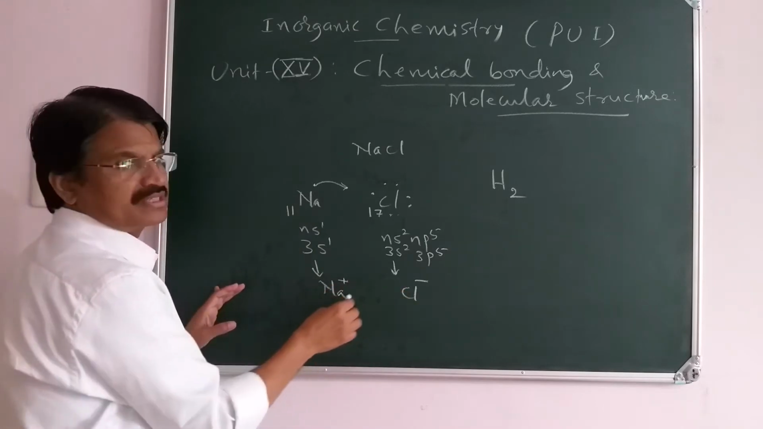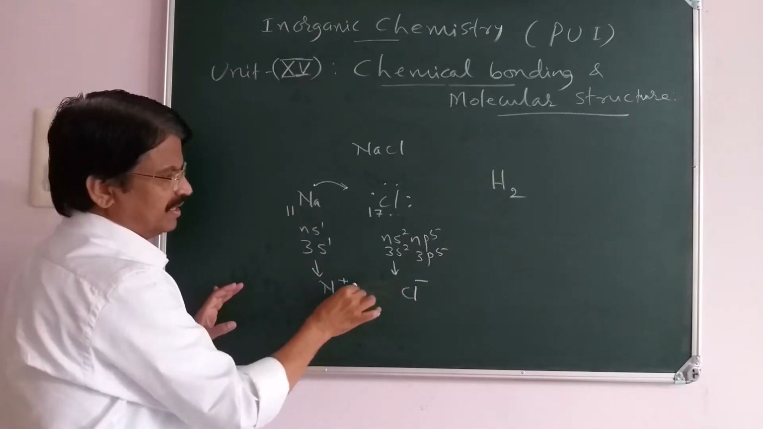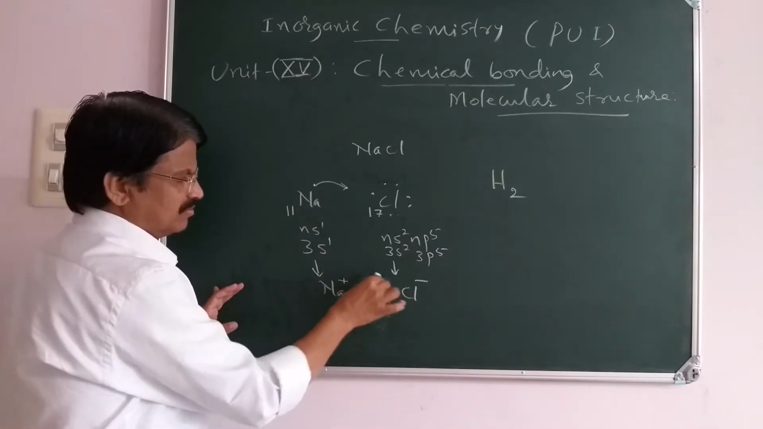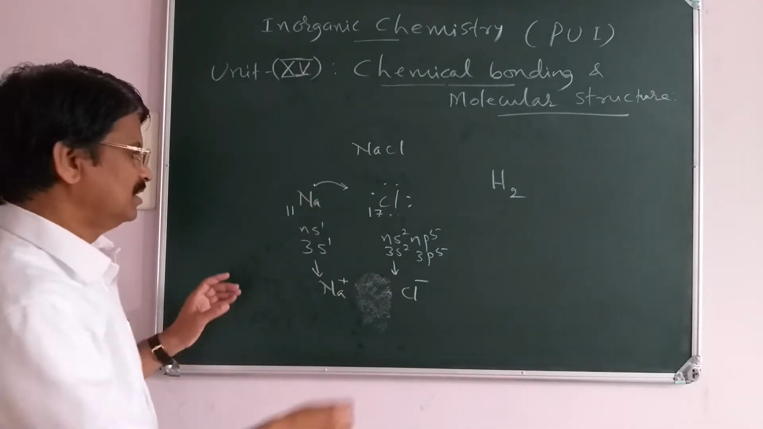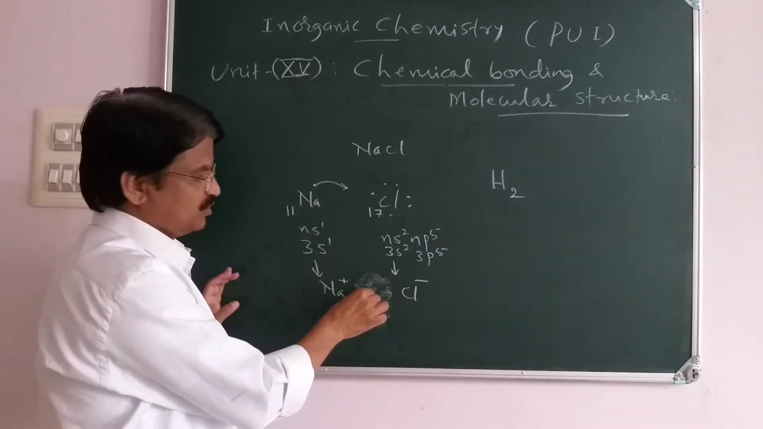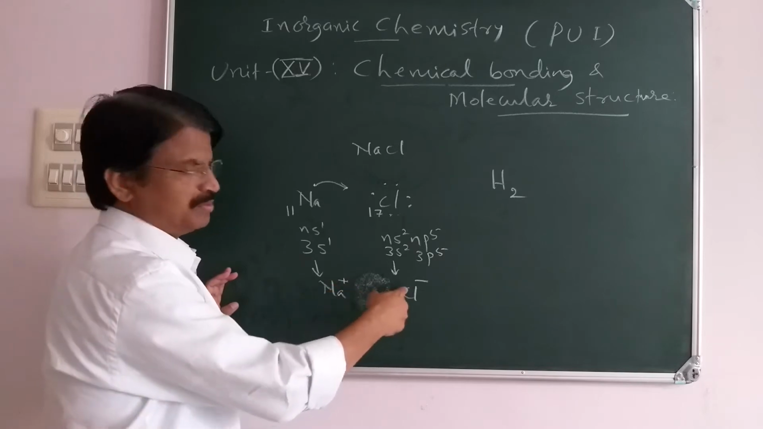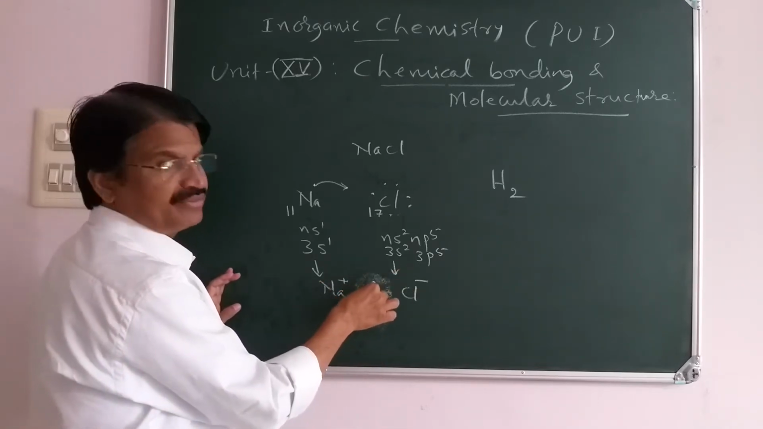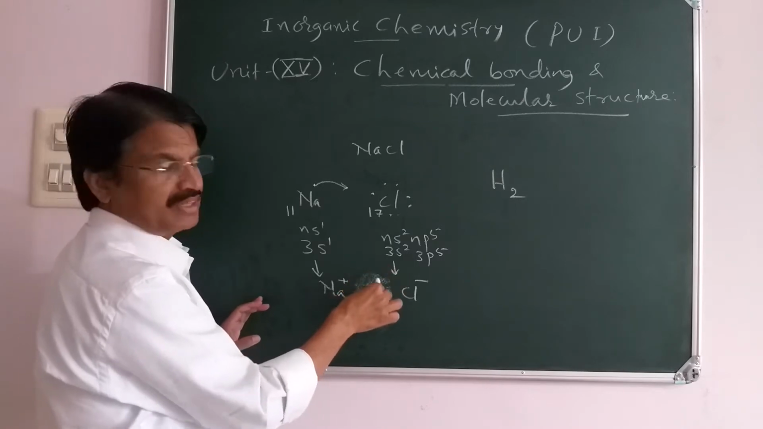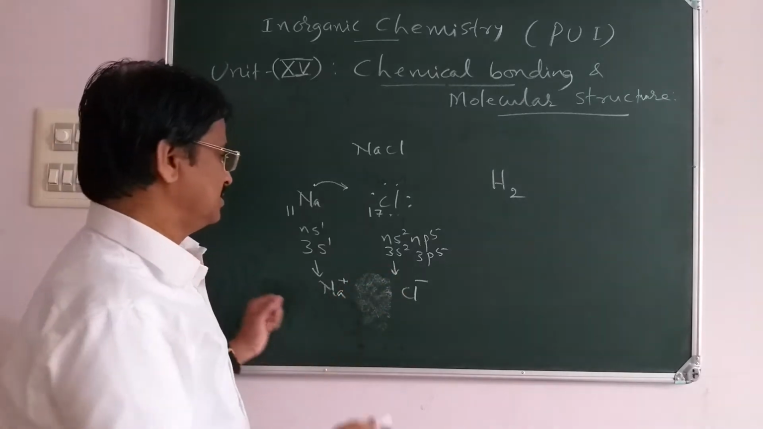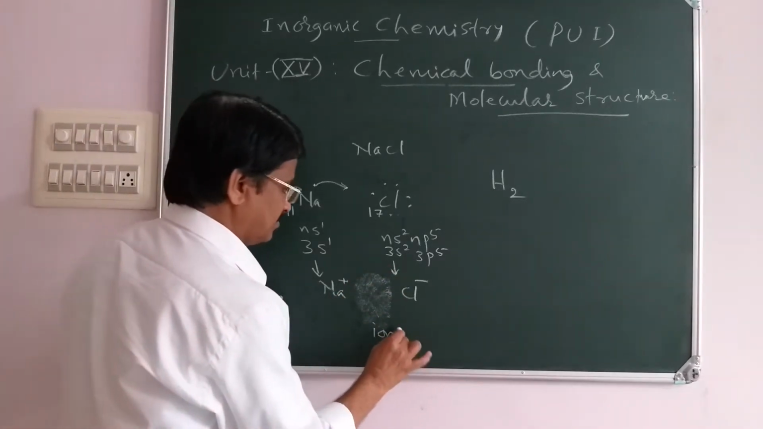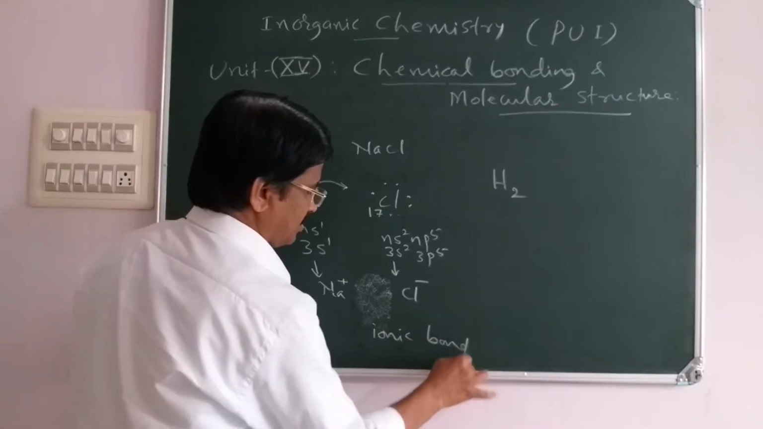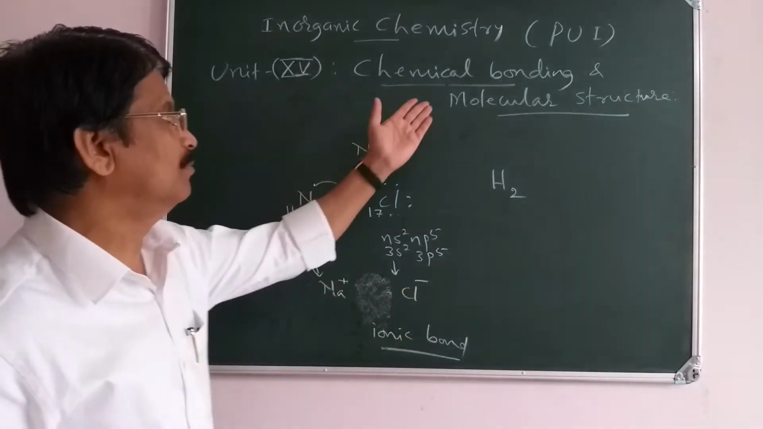Then these two ions combine, and there is some force that exists. That is called the electrostatic force of attraction, which holds the two species or two particles in a molecule. And this type of bond or electrostatic force is said to be an ionic bond. This is one of the types of chemical bond.